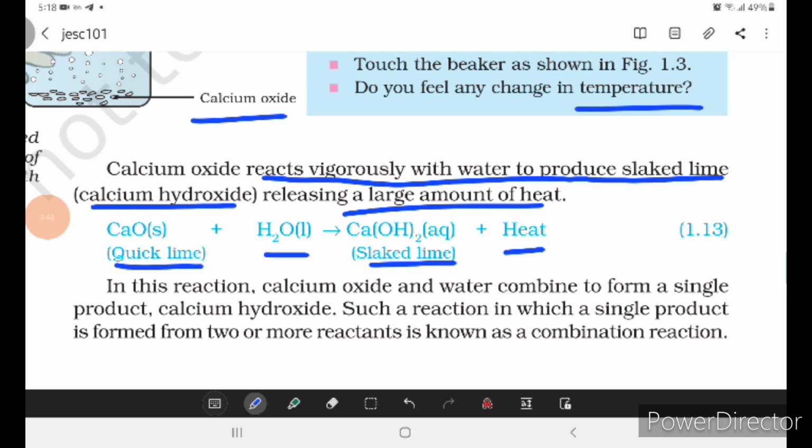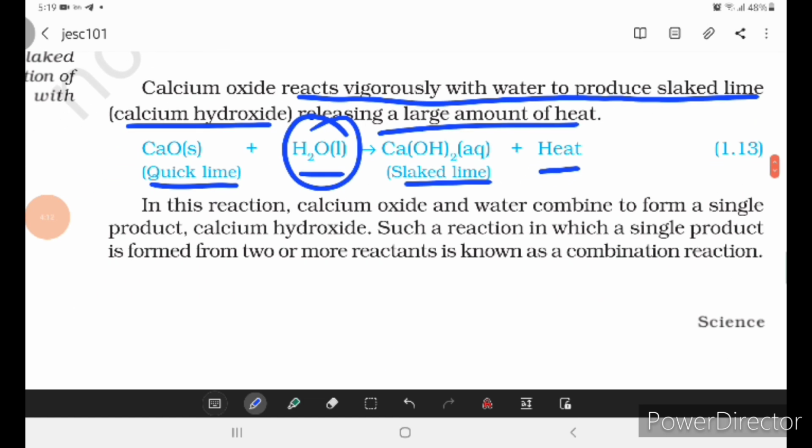Now, this equation is more informative when the physical states of the compounds are known. Here CaO we used is solid, H2O we used here is liquid. But in the case of the reaction where Fe reacts with H2O, we got confused whether the H2O is in the liquid form or in the vapor form. There it is the vapor form, here it is the liquid form. Okay, I hope this is clear.